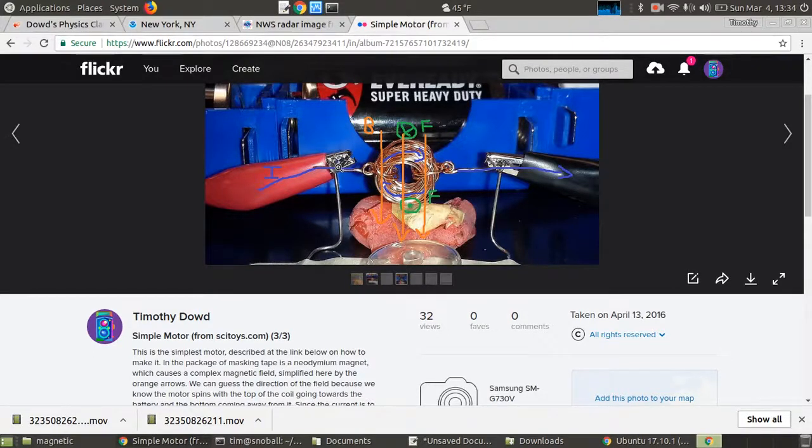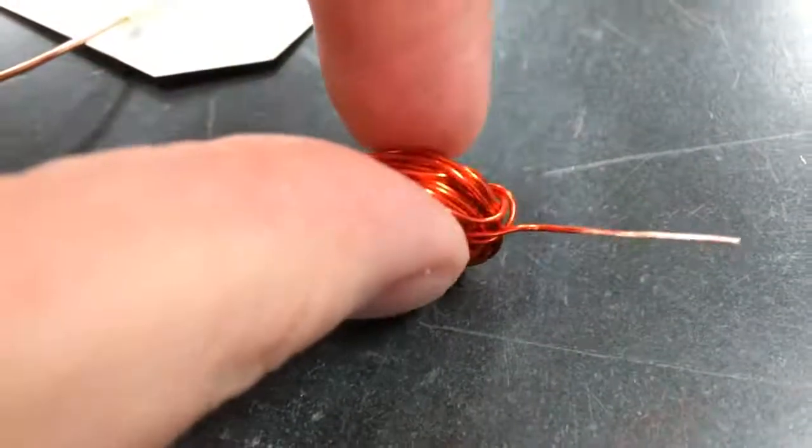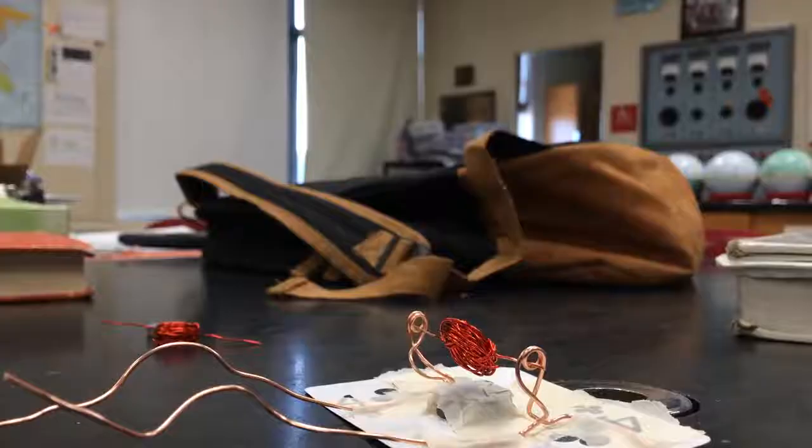So we're going to look at the various ways you can set this motor up. And we're going to start with one where I scraped the insulation off of all sides. So here I've got the same setup, but I've got that other coil of wire that has all the insulation stripped off. I'm going to hook up the battery and watch what happens.